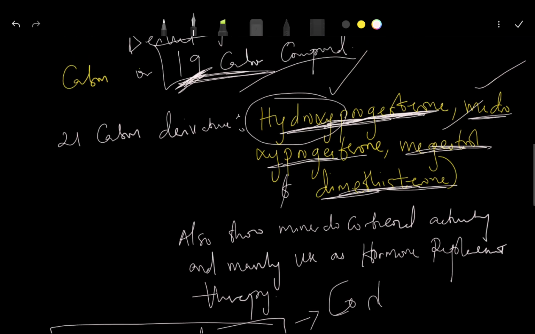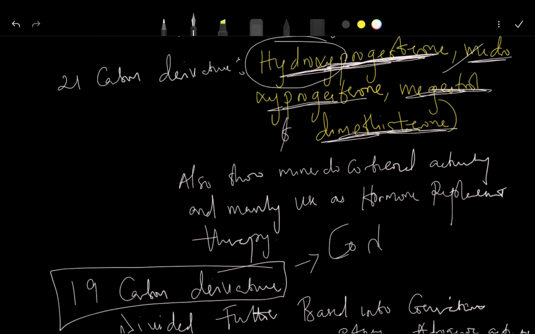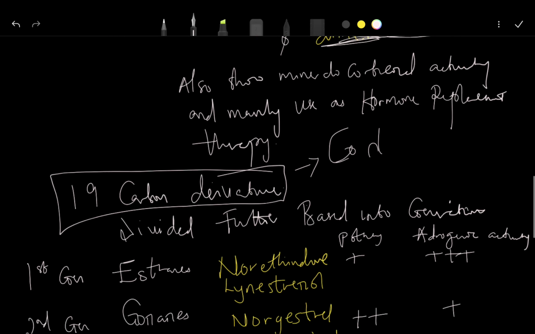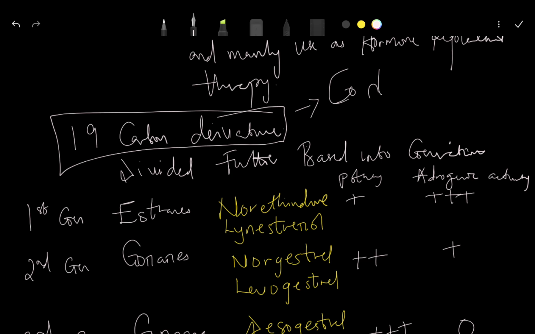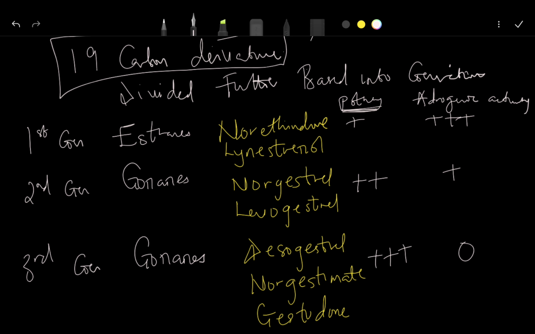So I'm trying to tell you that we have two main types of synthetic progestins: the 21 carbon derivatives and the 19 carbon derivatives. The 21 carbon derivatives are mainly used as replacement therapy in postmenopausal women and other cases. But these 19 carbon derivatives, they are mainly used for what? As contraceptives. The 19 carbon derivatives are further divided into generations, and as you go down the generations, there's increasing potency, and again there's decreasing androgenic activity.